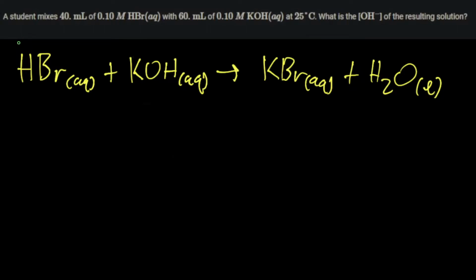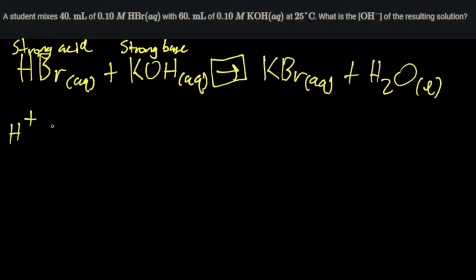Recall that hydrobromic acid is a strong acid, whereas potassium hydroxide is a strong base. This means that both solutions will dissociate 100% in solution, which I have shown by this one direction arrow here, as opposed to an equilibrium arrow which shows both directions. Therefore, we will write both solutions as their respective cations and anions, H+ and Br-, and K+ and OH-.